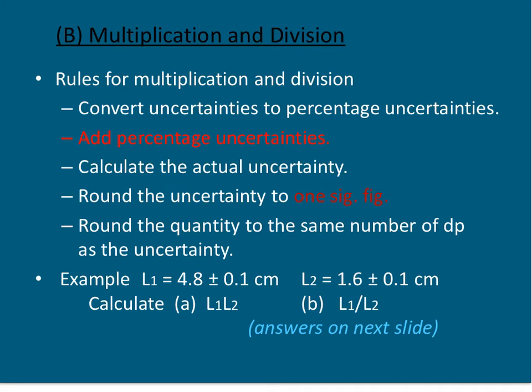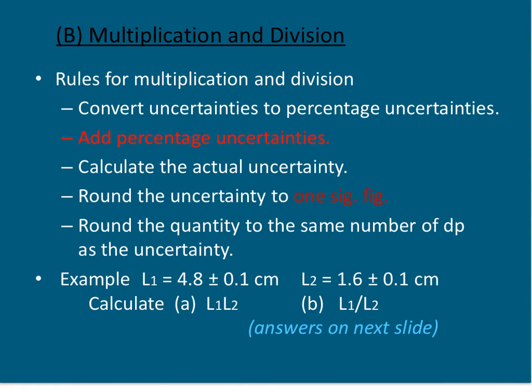B, multiplication and division. When you multiply two values together, what do you do with their uncertainties? When you divide one value by the other, what do you do with the uncertainties?